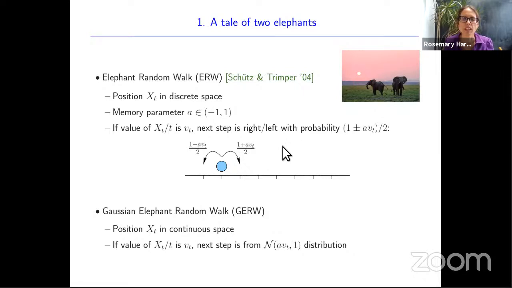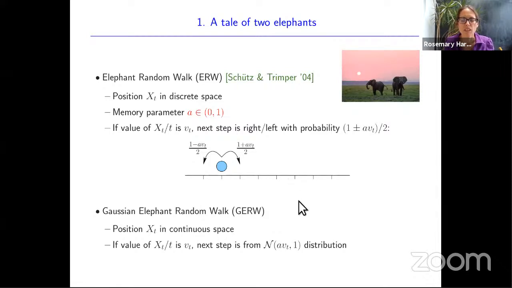So we'll concentrate on the case where A is positive, and that means we have a kind of positive reinforcement. So if the velocity is positive in the past, the random walker is more likely to go to the right in the future, and similarly for negative. So that's the standard elephant random walk.